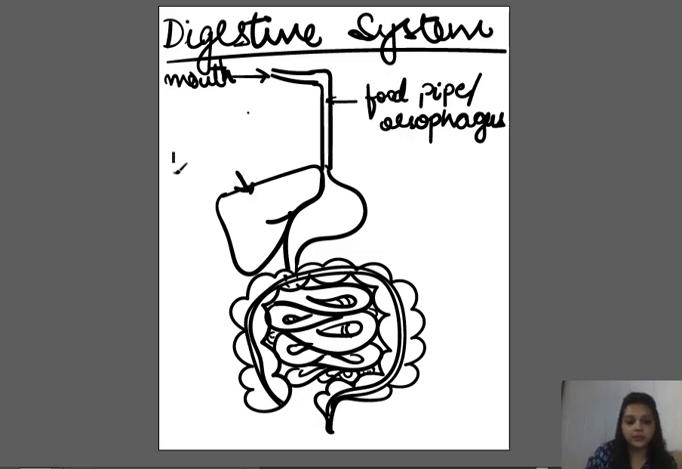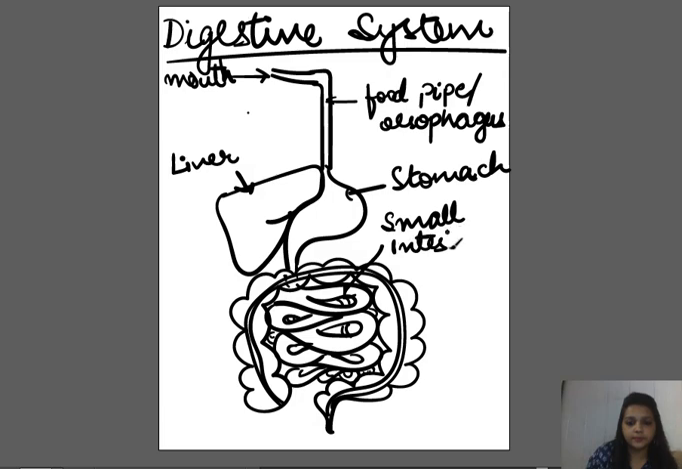Next, we have the liver. Down here, as the food proceeds further, it gets into the stomach. After passing through the stomach, the food now enters into the small intestine, correct? Small intestine, right? And if this is the small intestine, definitely this is the large intestine, right?